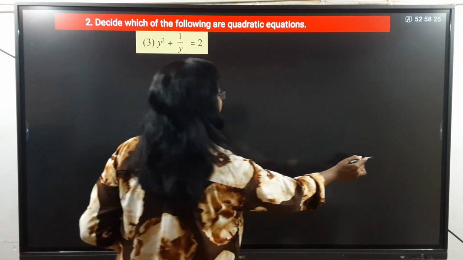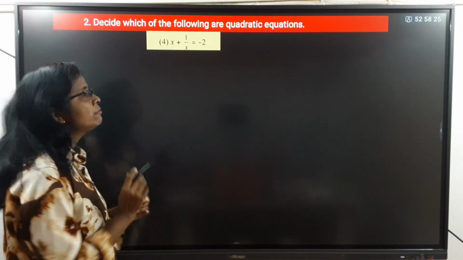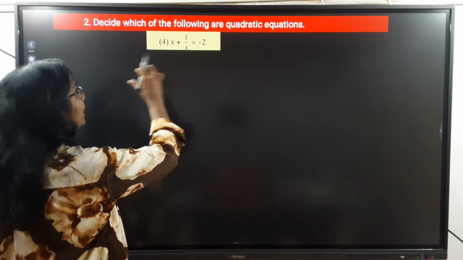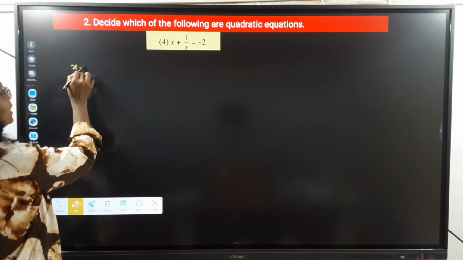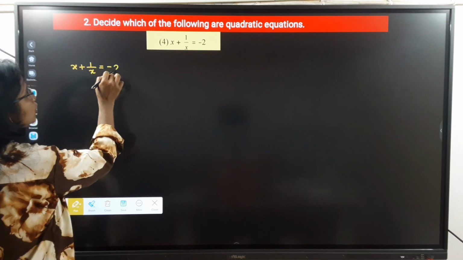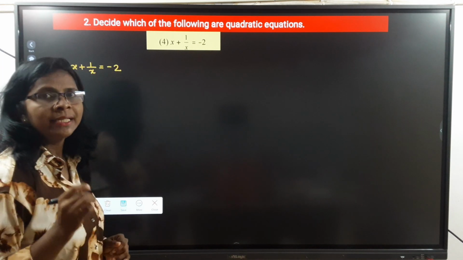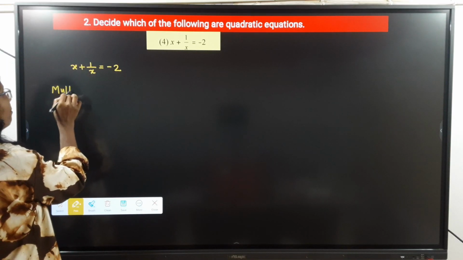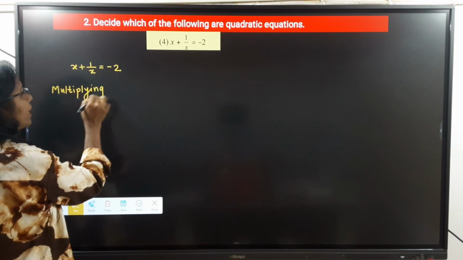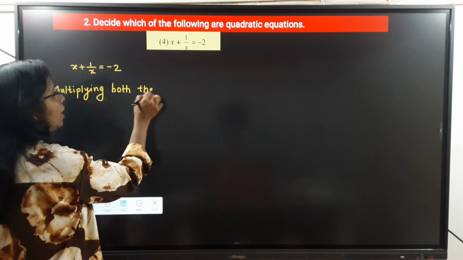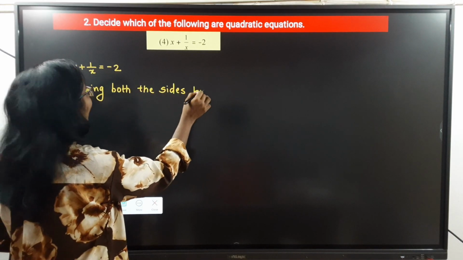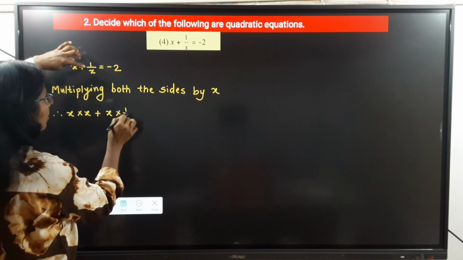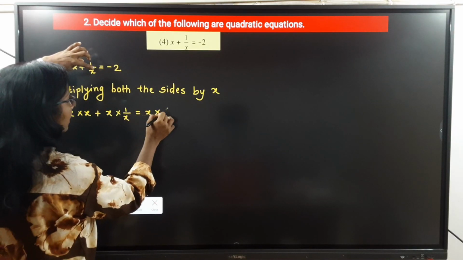Then the next example. Fourth one, x plus 1 upon x is equal to minus 2. So now first we simplify this equation, but I write down this equation as it is: x plus 1 upon x is equal to minus 2. Therefore, multiplying both the sides by x, because the denominator has an x. Therefore, x multiply x plus x multiply 1 upon x is equal to x multiply minus 2.